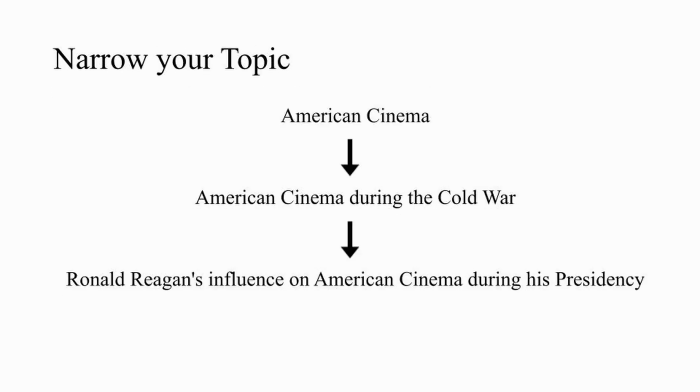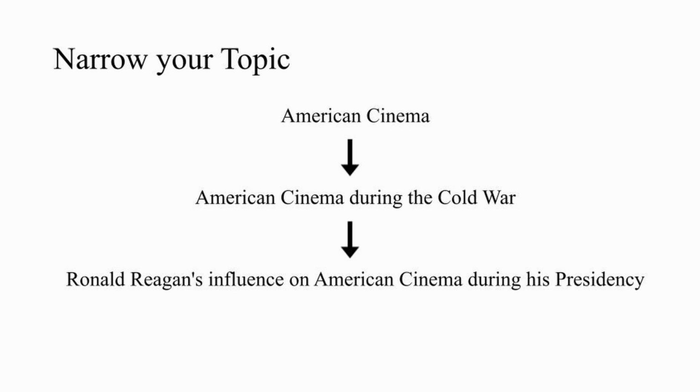So you're assigned a research paper and you can choose your own topic, but you need to narrow your topic down. So choosing a topic like American cinema is a good start, but where? Because American cinema begins in the 1890s and can go all the way up to today. So it's a good idea to focus on one aspect of American cinema. So what if you choose American cinema during the Cold War? This is good too, but it's also too broad because the Cold War takes place from 1947 all the way to 1991. And during that time, hundreds and thousands of films were made.